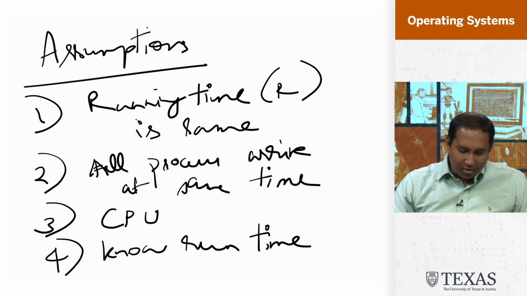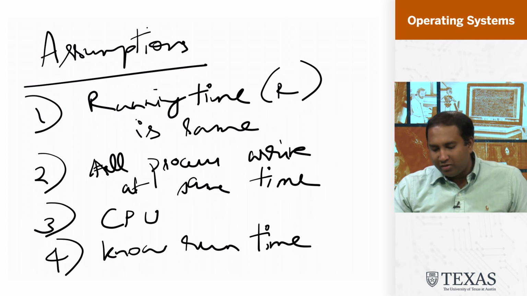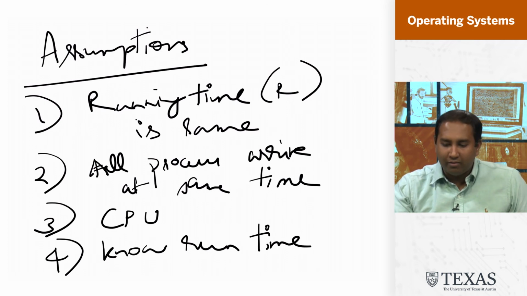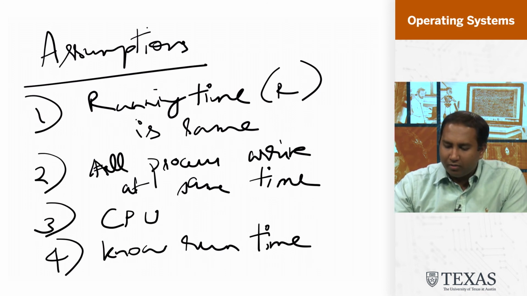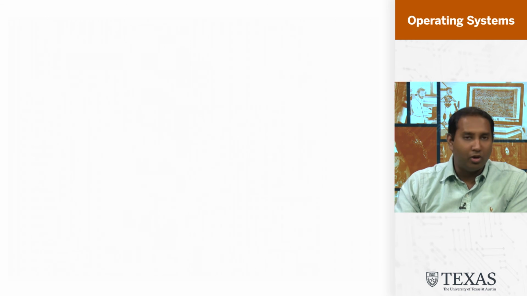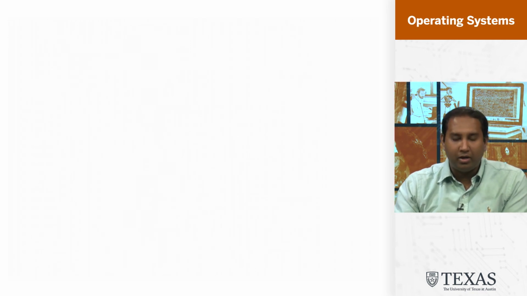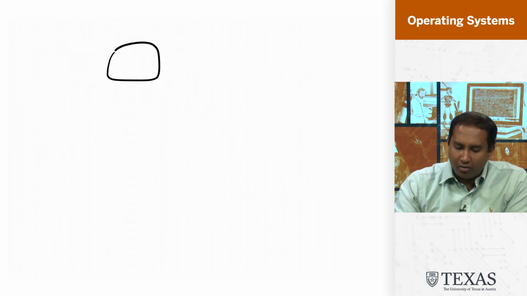Okay, so given the assumptions that we have, let's look at different policies that we could execute. And how are we going to figure out if the processes are good or not? So we have different metrics for that. One of these metrics is called turnaround time.